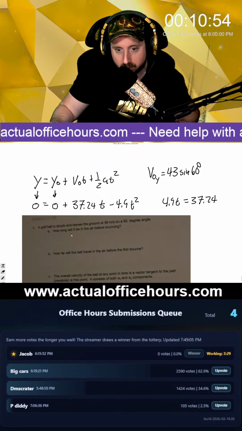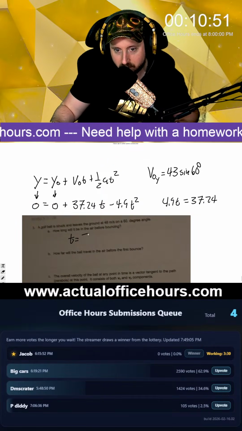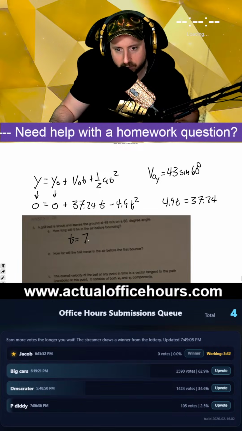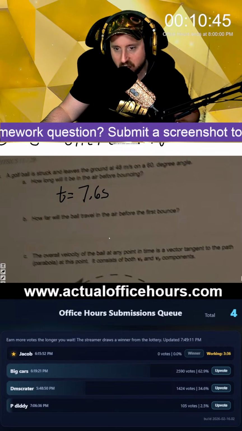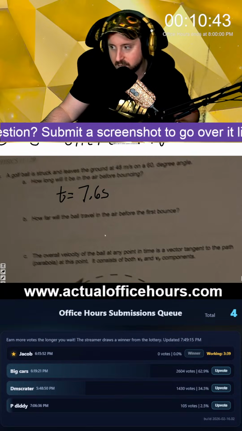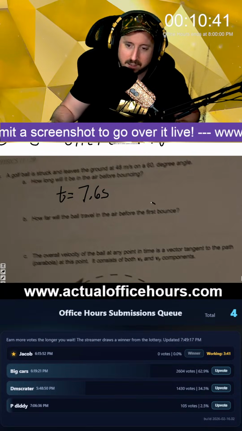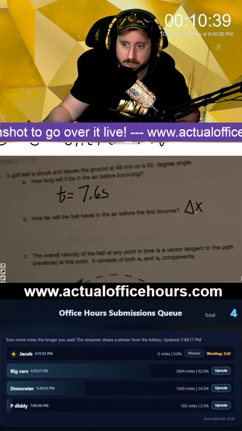Okay, so there you go. T equals 7.6 seconds. How far will the ball travel in the air before? So this is a good question. Are they talking about like in just y? Like, usually this means like x displacement.